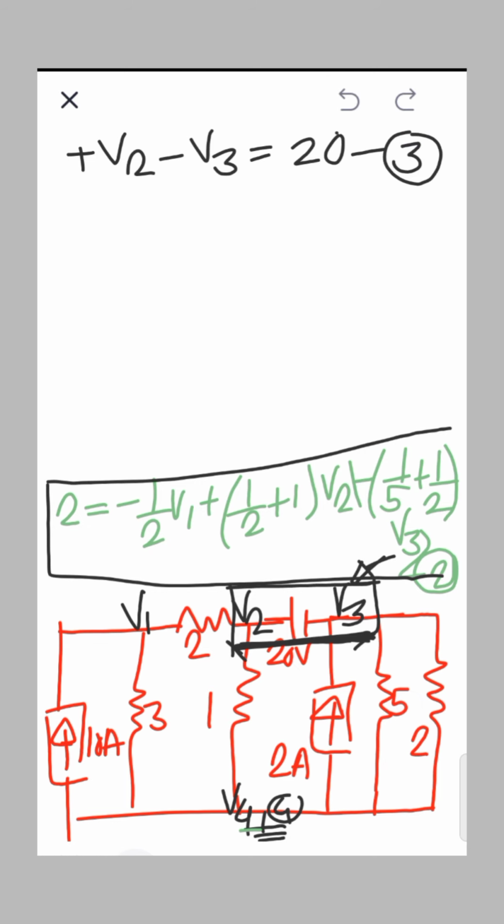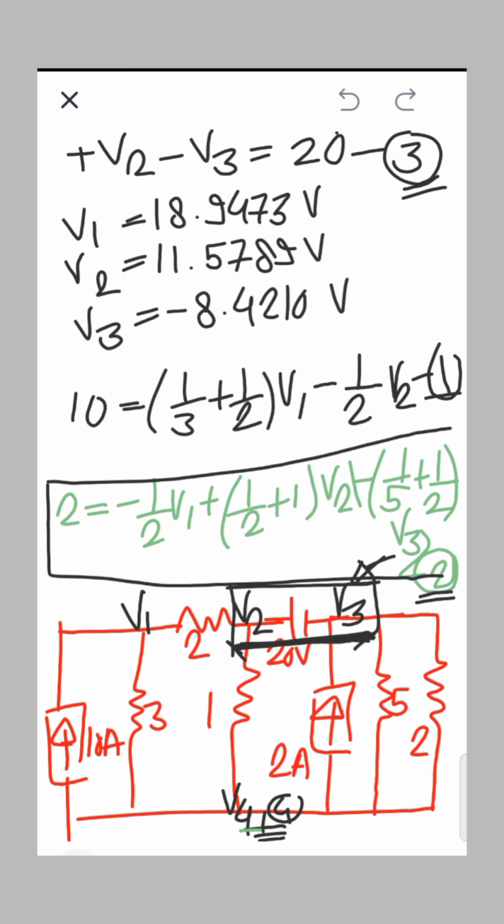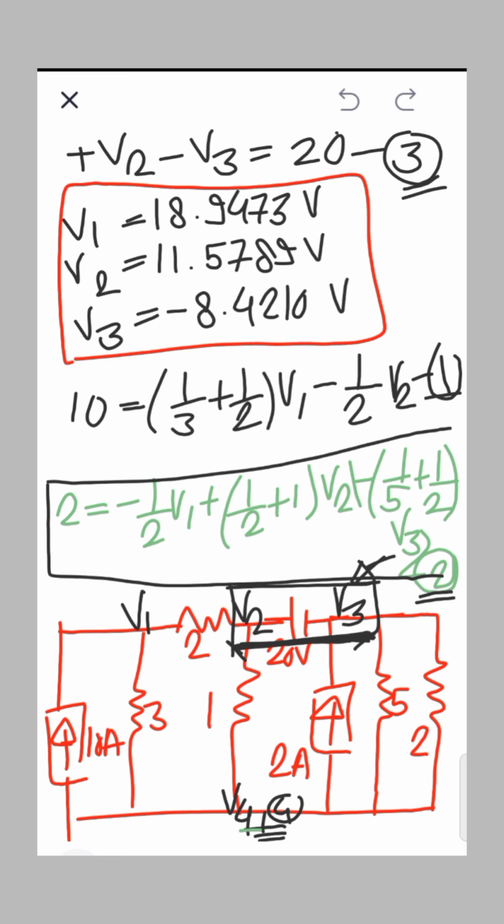Done. Now we have 3 equations: equation number 1, equation number 2, equation number 3. Solve these 3 equations in the calculator and tell me the answer, V1, V2 and V3, fast. After the solution we get 3 values of voltages: V1, V2 and V3.